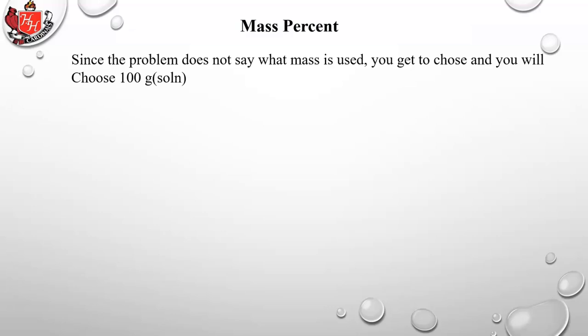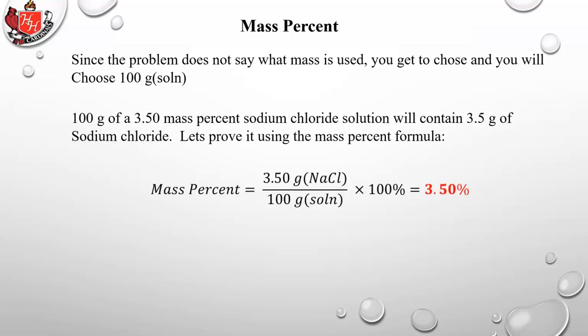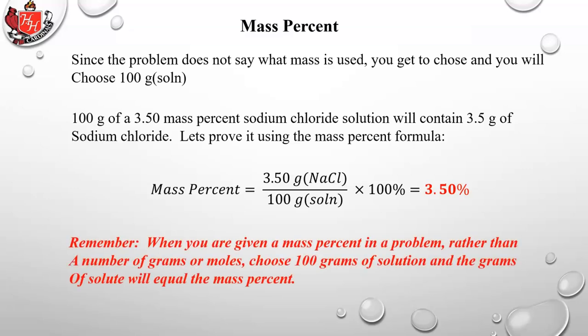So since the problem does not say what mass is used, you're going to choose 100 grams. So 100 grams of 3.5 mass percent sodium chloride solution will contain 3.5 grams of sodium chloride, and the rest would be water. So let's prove it using the mass percent formula. 3.5 grams of NaCl over 100 grams of solution times 100% gives you 3.5%. So we talked about this relationship in converting a percentage into a number of grams by choosing 100 grams of solution. Remember, when you are given a mass percent problem, rather than a number of grams or moles, choose 100 grams of solution and the grams of solute will equal the mass percent.